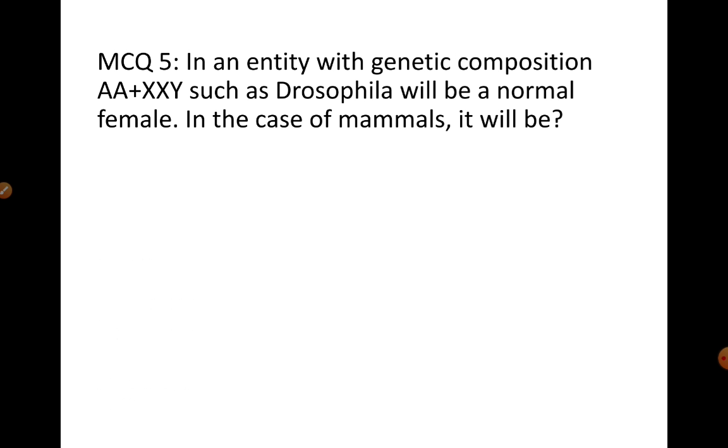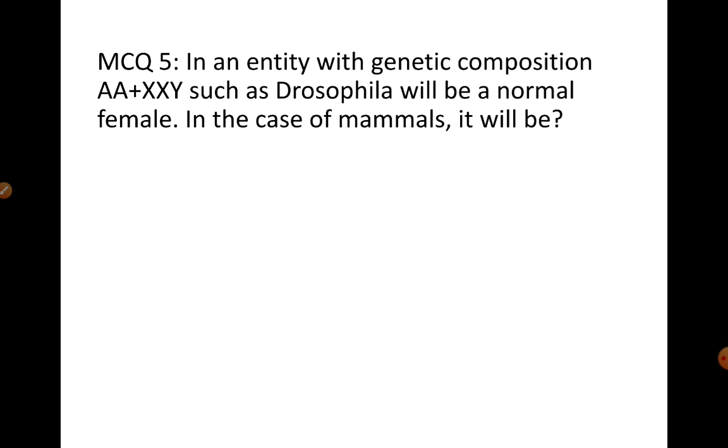And question 5, an entity with genetic composition of autosomes and XXY, such as Drosophila, will be a normal female. In case of mammals, it will be what? I mean to say, does it result in a normal individual, or will it lead into some kind of syndromic individual? If so, what kind of syndrome is seen here?